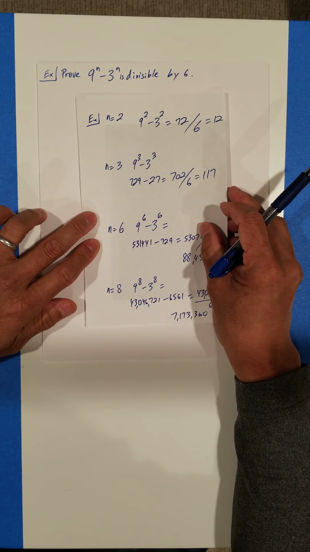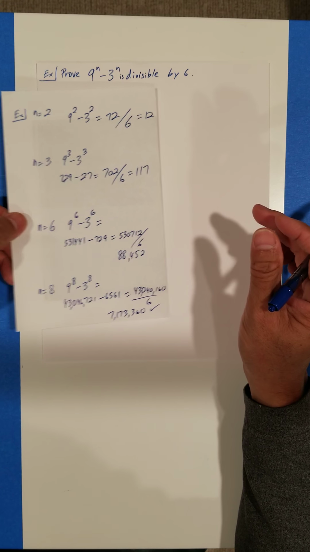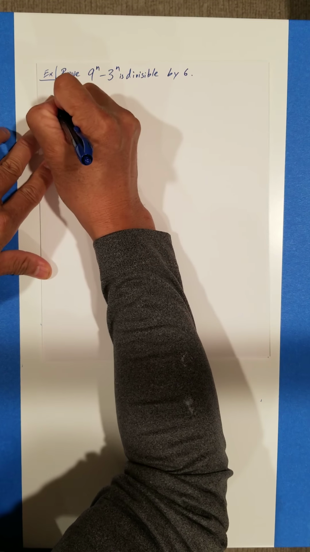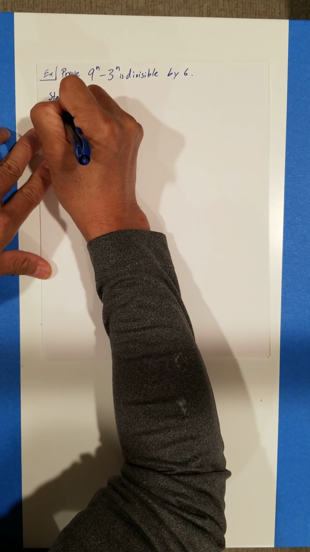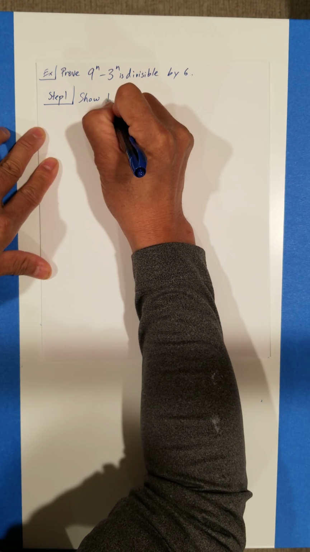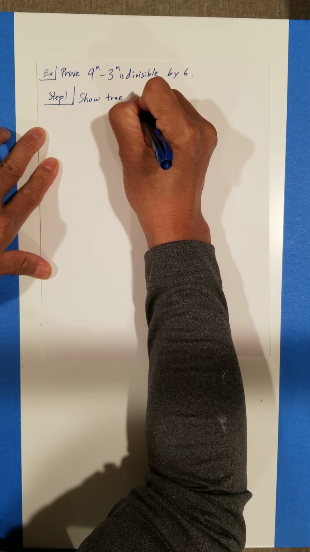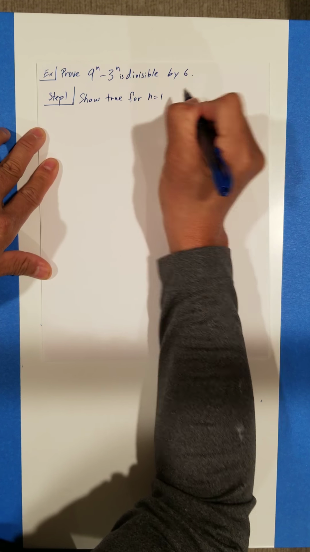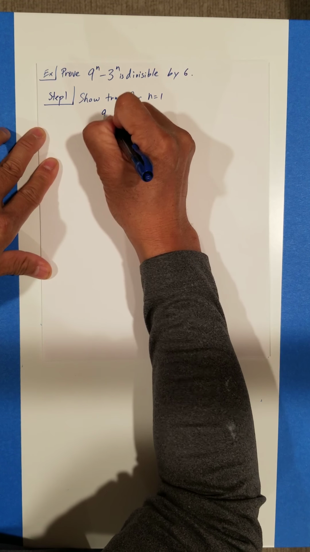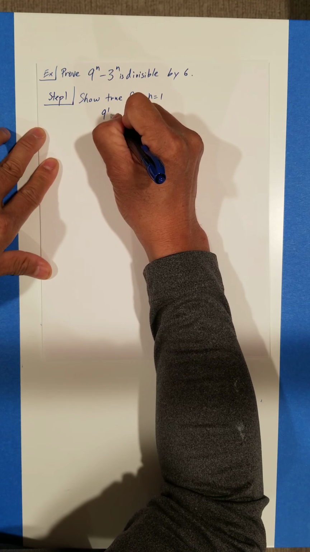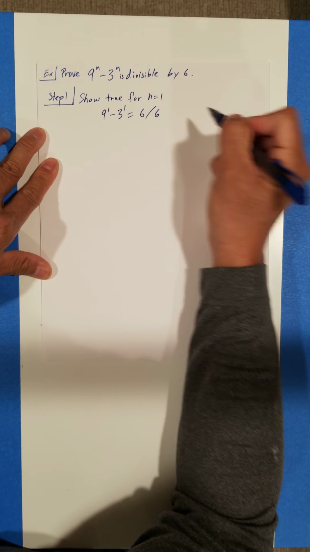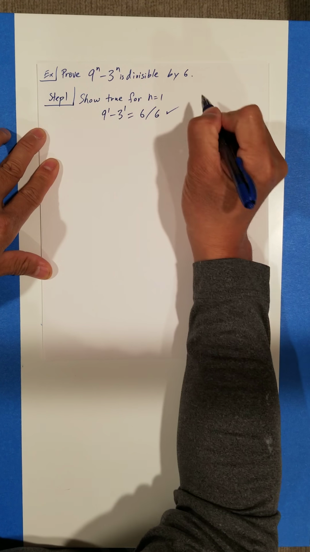But what we want to do is use math induction and show that it's going to work no matter what we plug in. So here we go. We're going to do the math induction proof. Step 1, show true for n equals 1. This is a simple trivial case. We plug in n equals 1. So 9 to the 1 minus 3 to the 1 equals 6, and that's divisible by 6. So that's a check.